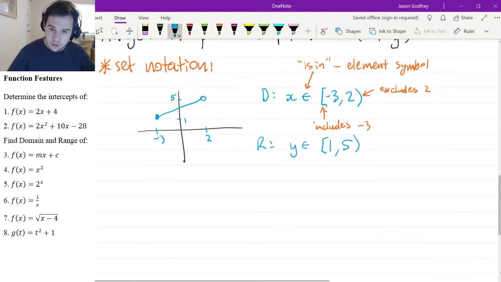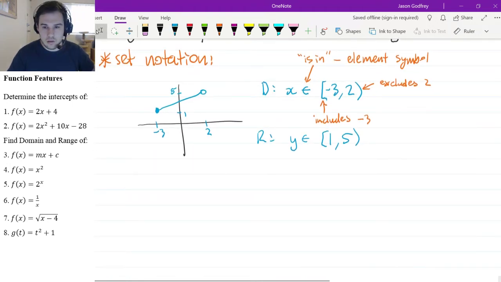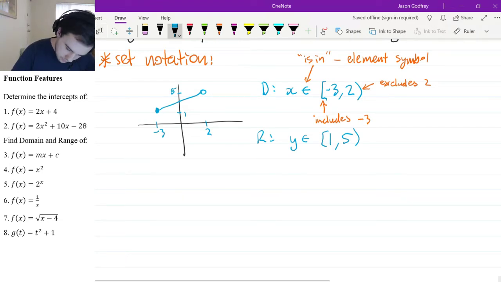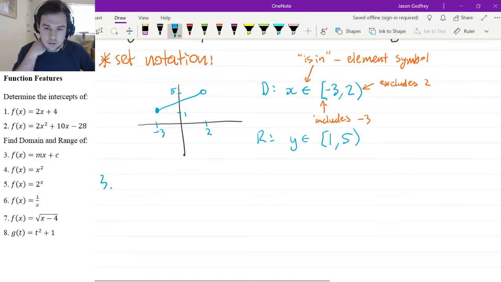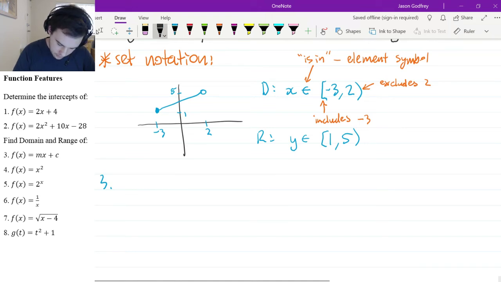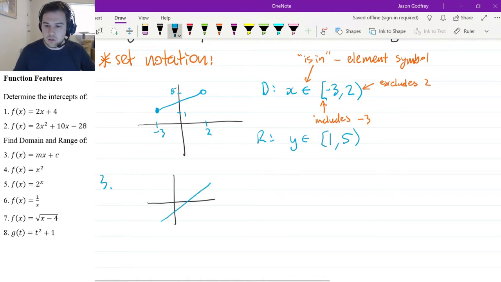Okay, so now I'm going to go along the side and do the domain and range of the questions there. Here we've got, for question 3, f of x equals mx plus c, so you'll hopefully recognize that as a straight line. It's arbitrary, it doesn't have actual values for m and c, but it's just one power of x, and m is the gradient and c is the constant, the y value. We can just sketch something to visualize this. It's going to be something along those lines.